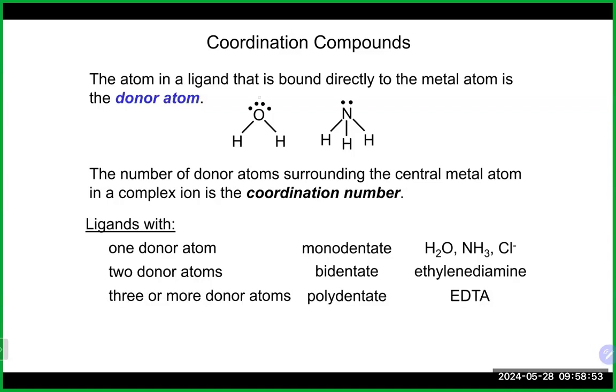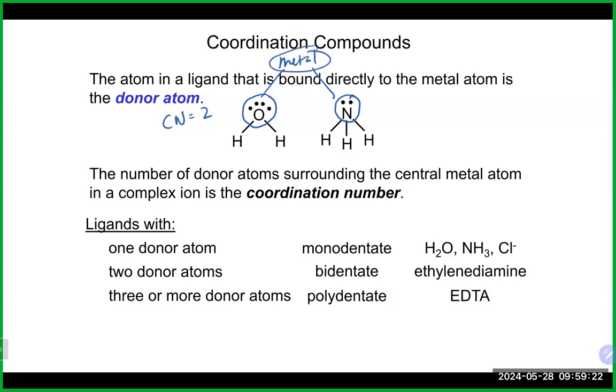Now, when we look at something like water, it will attach to the metal through the oxygen, and the NH3 would attach through the nitrogen to the metal. So if we had just these two ligands attached to this metal, the coordination number would be 2 in this case. Again, the nitrogen attaching, the oxygen attaching directly to the metal.